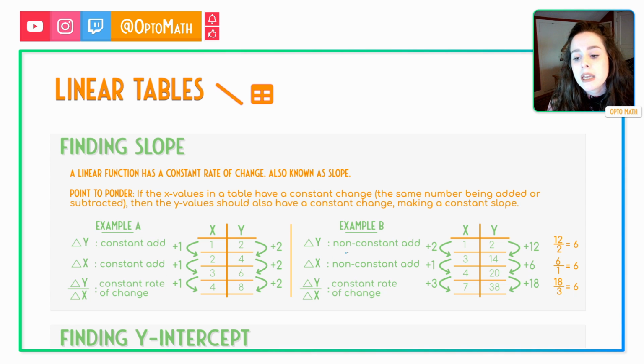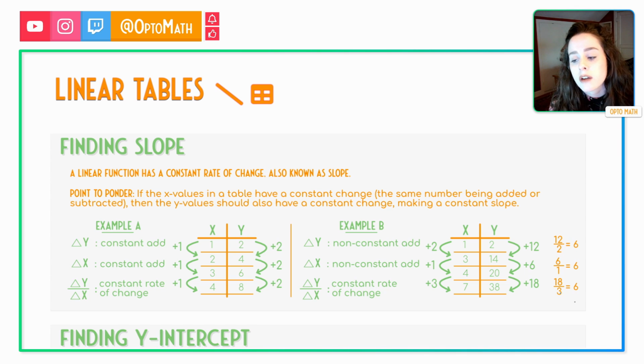Here in example B, we have a different scenario. Notice that we're increasing by 2, then by 1, then by 3 on our x's. For our y's, we're increasing by 12, then 6, then 18. So you might think, well, maybe this is not a linear table. Maybe this table represents some other kind of function because I don't have a constant add on both sides. But you have to check that it has a constant rate of change or a constant slope, not just a constant change for your x and y.